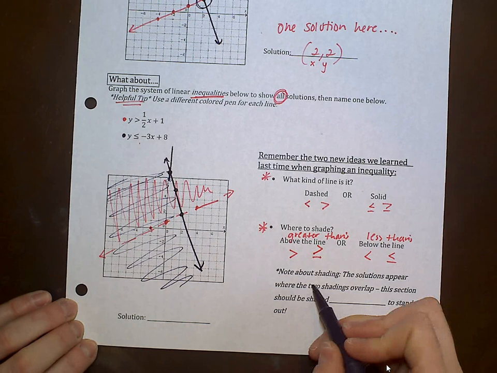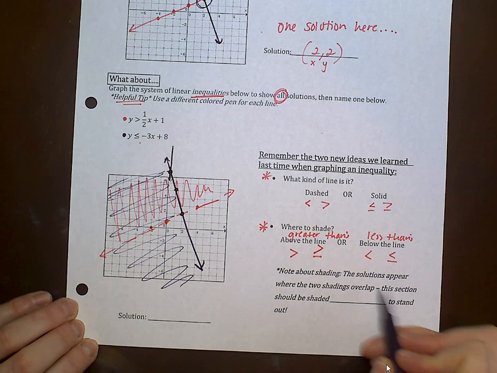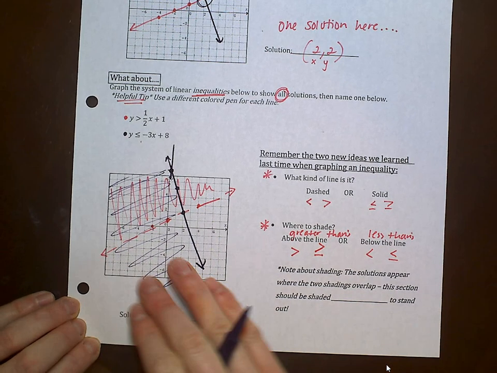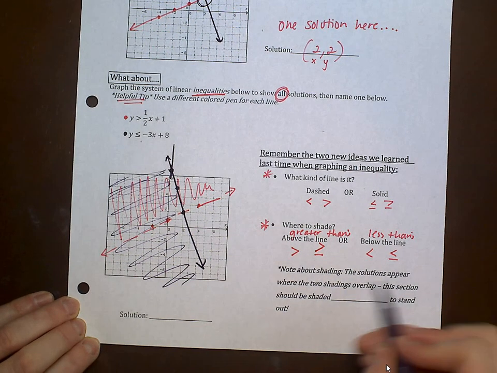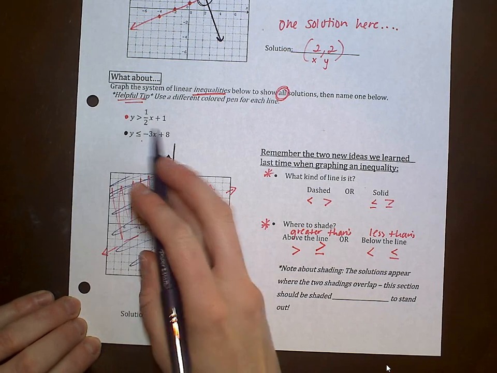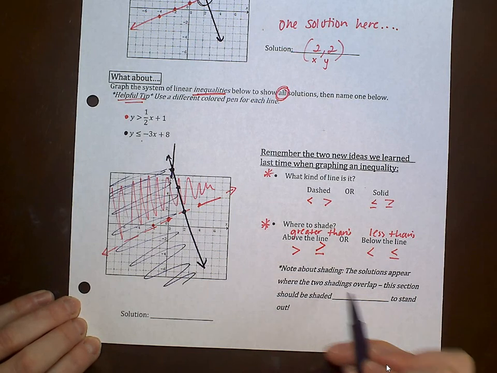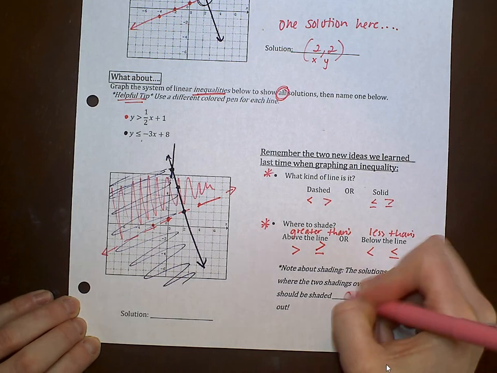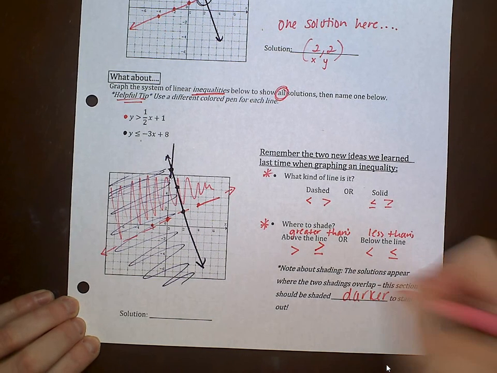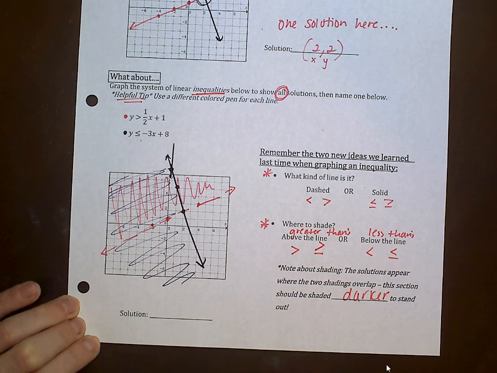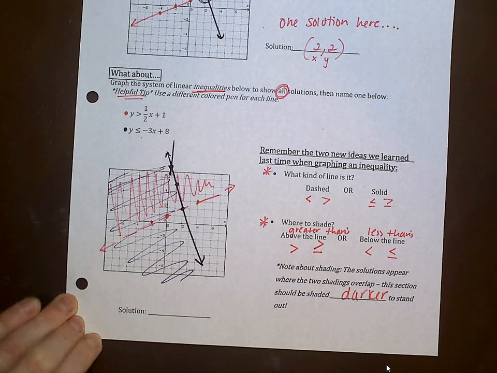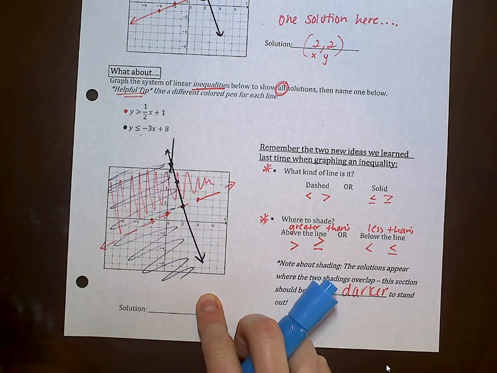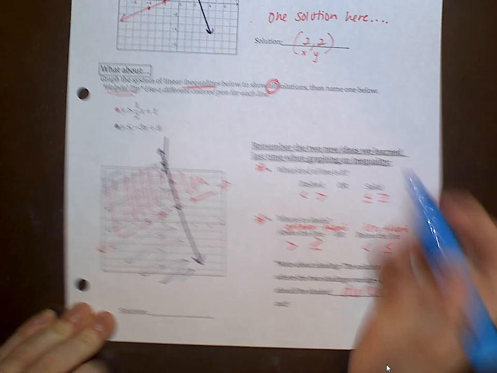Okay, there's an important note to make about the shading. The solutions, so we know that there's way more solutions to inequalities than equations. The solutions to this system of inequalities is where the shadings overlap. This section should be shaded darker so that it stands out. So you need to identify, and here's where if you use 2 different colors, it might be easier to see. But for me, I'm just going to say, where do my pink and my purple shadings overlap? That section is where I want to shade darkest.